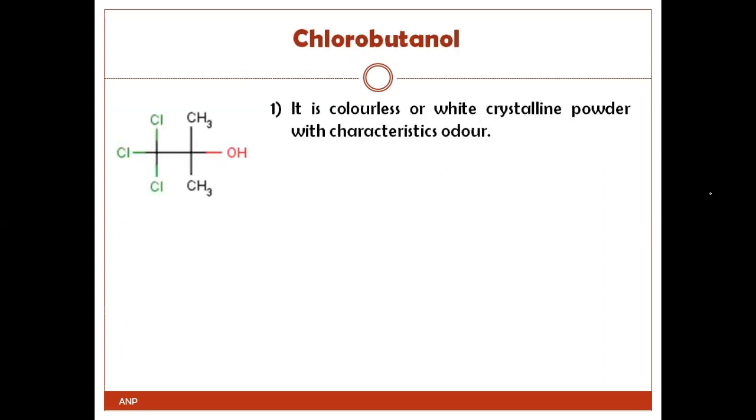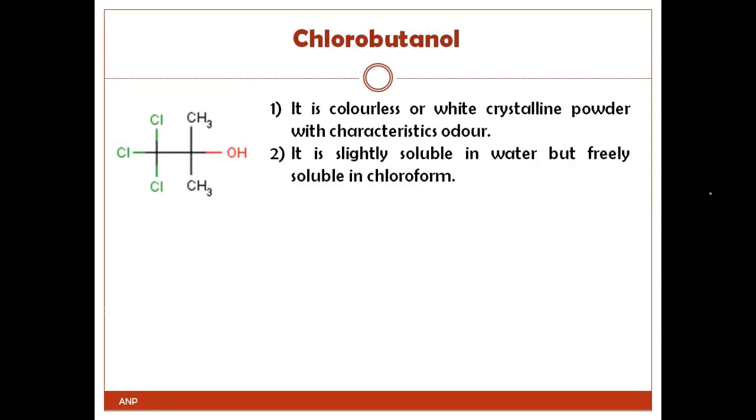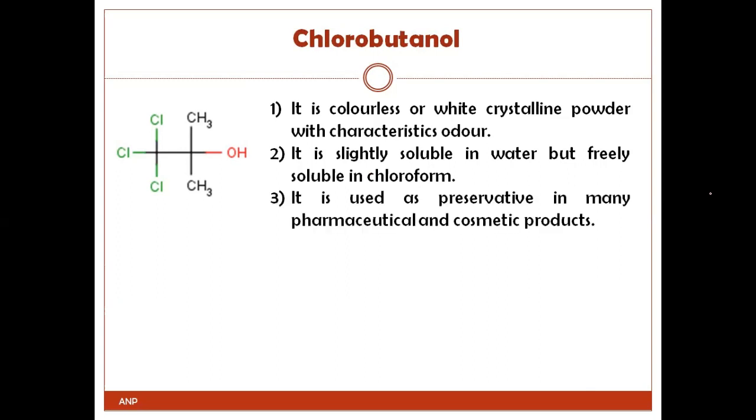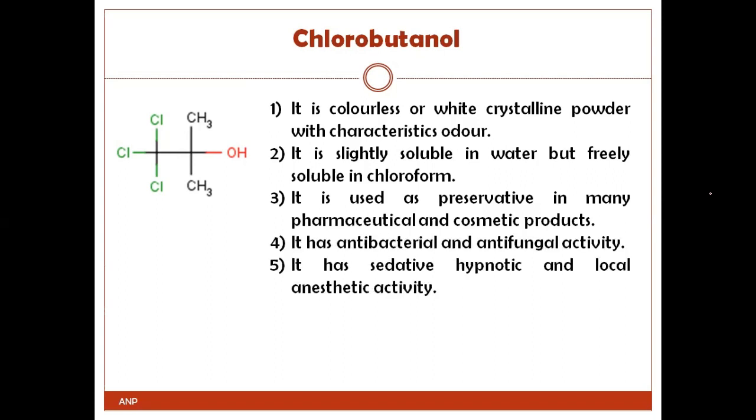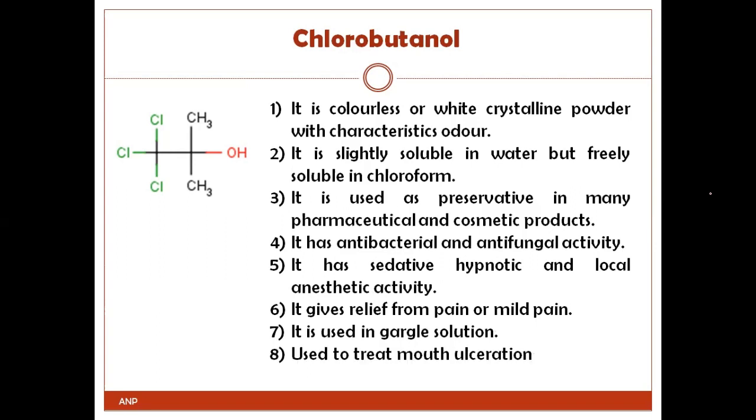Chlorobutanol is a colorless or white crystalline powder with characteristic odor, slightly soluble in water but freely soluble in chloroform. It is used as a preservative in many pharmaceutical and cosmetic products. It has antibacterial and antifungal activity. It has sedative, hypnotic, and local anesthetic activity, gives relief from pain, is used in gargle solutions, and used to treat mouth ulceration, also used to treat throat infection.